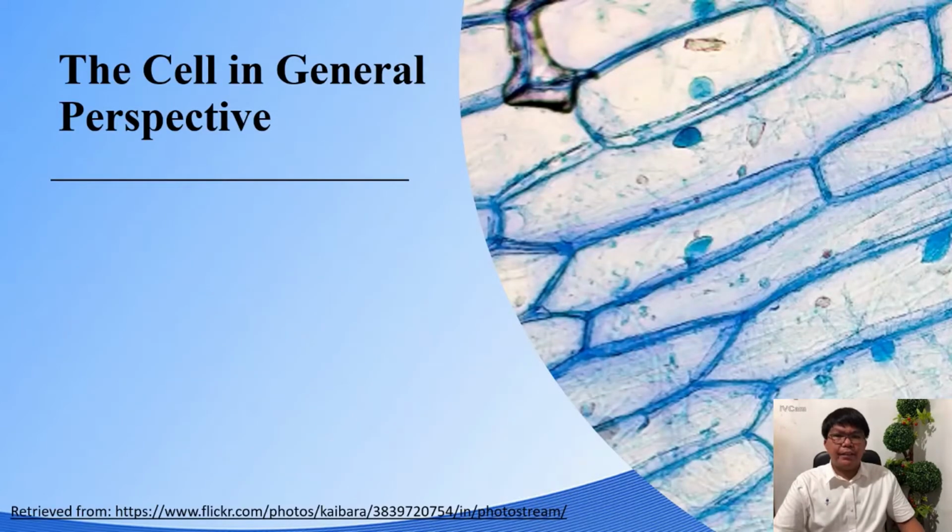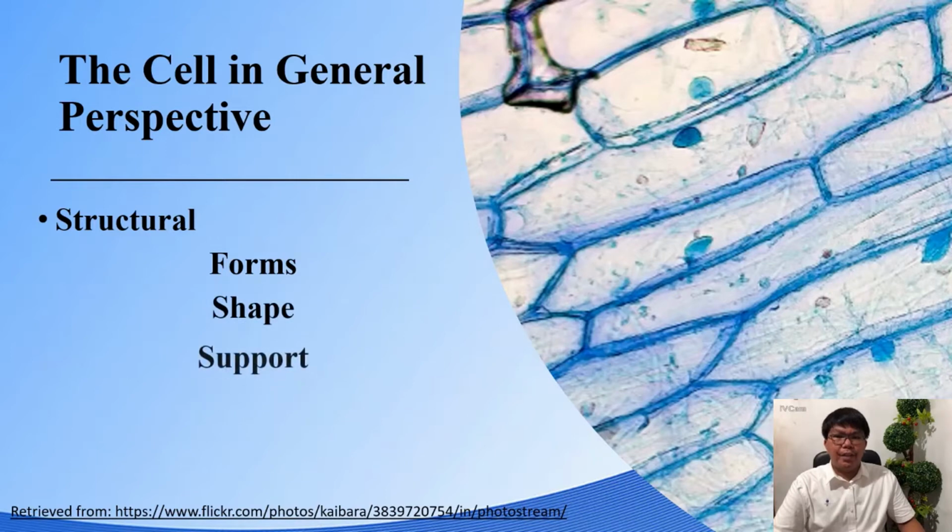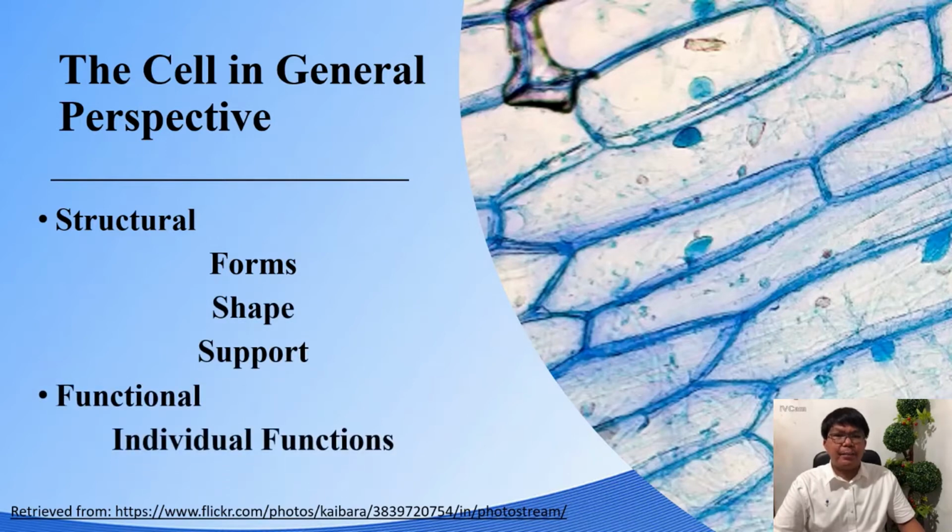The cell is the basic structural and functional unit of life. Structural meaning it gives form, shape, and support to organisms. Functional meaning that an individual cell has specific functions and group of cells also have specific functions.